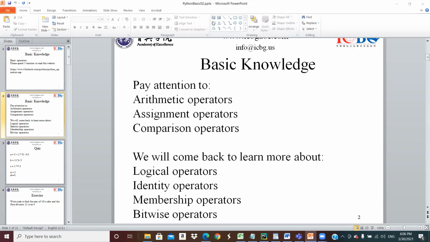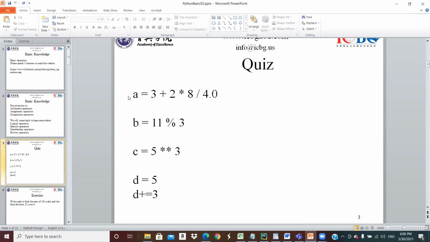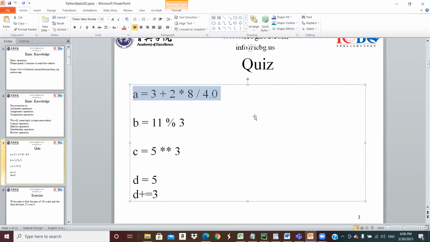Have you finished reading? Anyone have a question? No. Okay, so if you finish reading and you do not have a question, let's do something. Tell me what is A? Put your answer in the chat window, please. What is A's value?